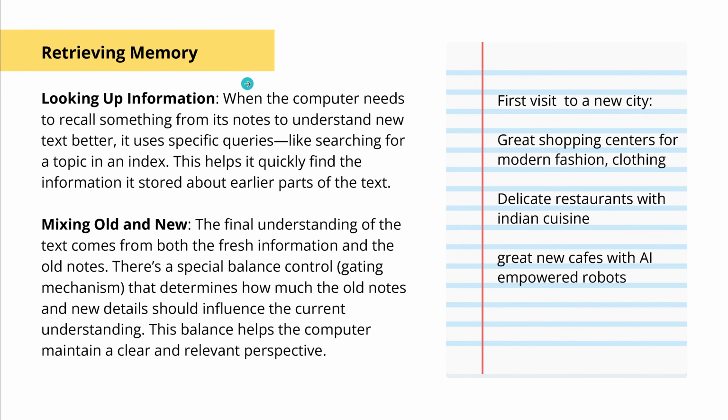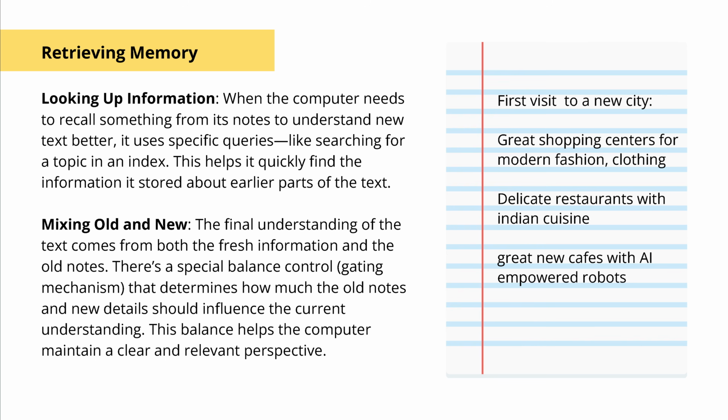Now, let's say we are now in the next sequence of our input. So we have to retrieve the memory from the last segments. So when an AI system needs to recall something from its notes to understand new text better, it uses a specific query. It's like searching for a topic in an index. And this helps us quite quickly find the information that is stored in the earlier parts of our text in the notebook.